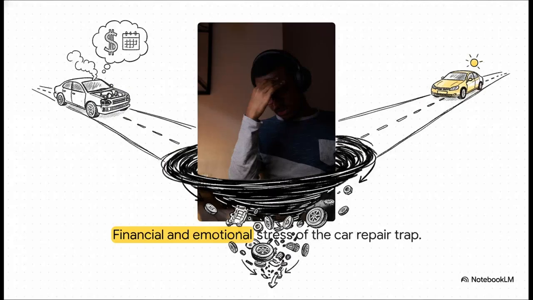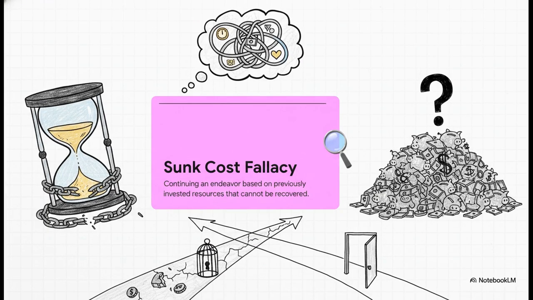But you just keep paying for the constant repairs. Why? Simply because you've already spent so much money on the car. You think to yourself, I can't quit now, I literally just put $2,000 into the engine last month. It's a classic, everyday financial trap, a total cash flow black hole. And it happens because you're looking backwards at the money you've already spent instead of looking forwards at the reality of your current situation. Now, in behavioral finance, this has a specific name.